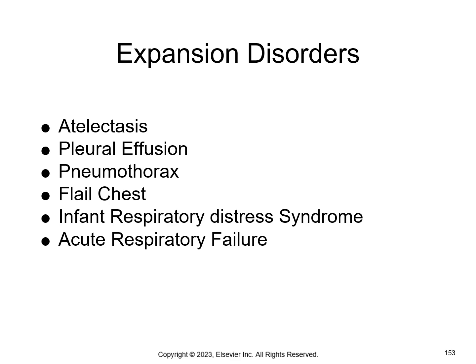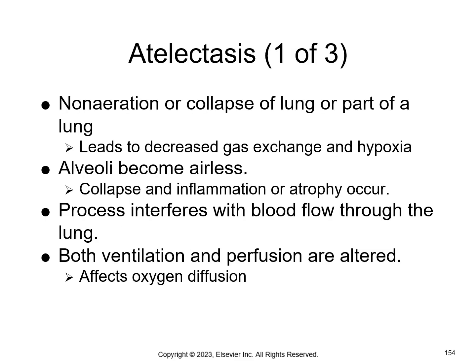Expansion disorders, these are things like atelectasis, pleural effusion, pneumothorax, flail chest, infant respiratory distress syndrome, and acute respiratory failure. So with atelectasis, the part of the lung doesn't aerate or it collapses. This causes a decrease in the gas exchange and hypoxia. The alveoli has no air in it. It becomes airless. It collapses, and inflammation or atrophy can develop here. This interferes with blood flow through the lung. It's going to affect both ventilation and perfusion, and also the oxygen's ability to diffuse.